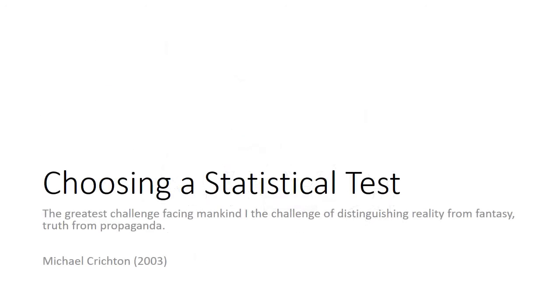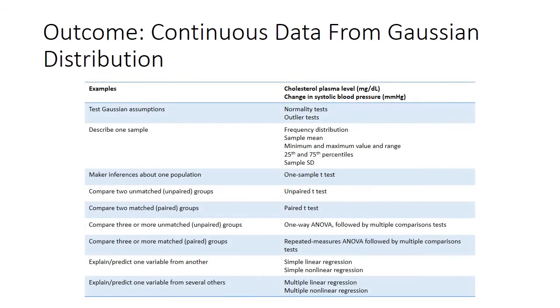All right, so the first thing you want to know is when to choose a particular statistical test, and we're going to look at how we can decide how to do that. First, we're looking at outcomes of continuous data from a Gaussian distribution. So keep in mind you're using parametric data or a parametric test here. Some examples of continuous data that you could do these sorts of tests on would be things like cholesterol plasma levels, or changes in blood pressure.